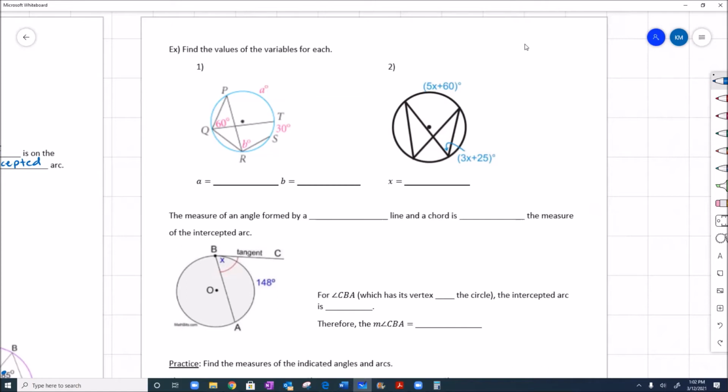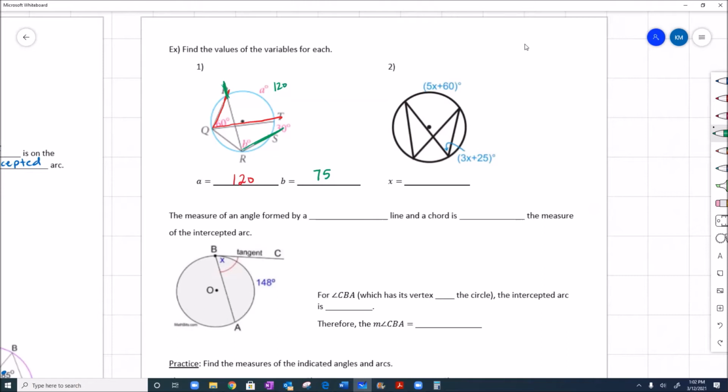And so what they give us, some inscribed angles, A, we're trying to find A. You should notice that, hey, we have PQT that intercepts that arc. If PQT is 60, that intercepted arc should be double that, 120. They ask us for B. Do this in green. Okay, B here intercepts this arc. Now they do tell us that TS is 30. And we just found out that A is 120. So 120 plus 30 is 150. So B should be half of 150, which is 75.